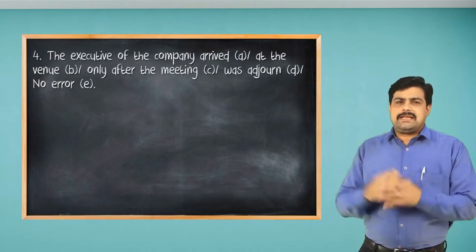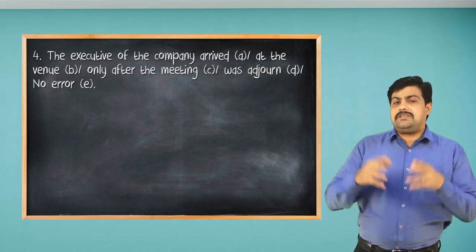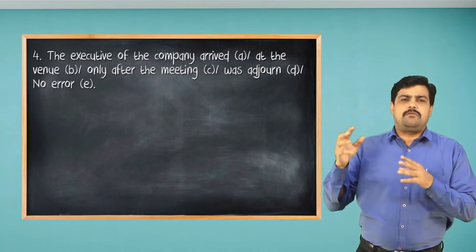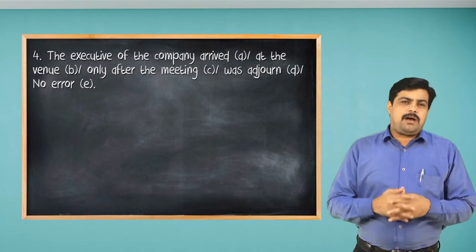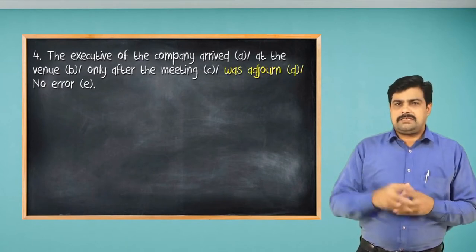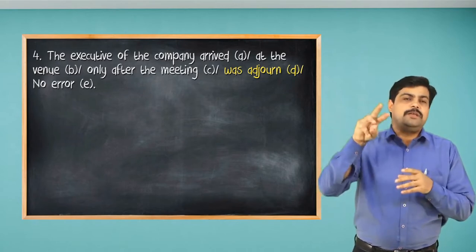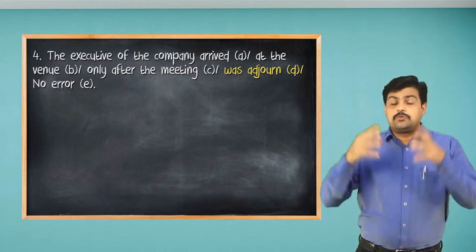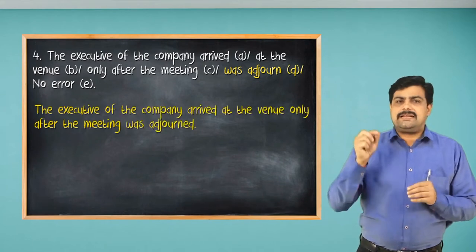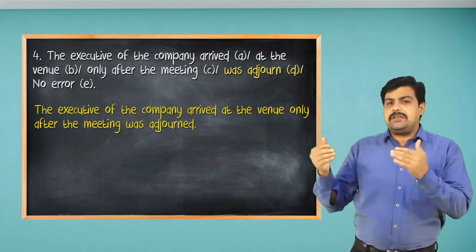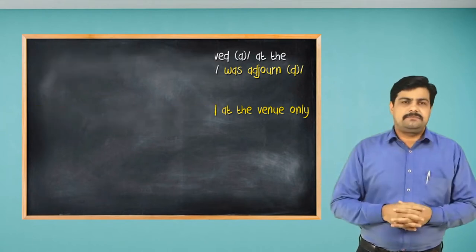Now let's take another sentence that is on the screen. The executive of the company arrived at the venue only after the meeting was adjourned. Well, in this sentence, part D is wrong. This has the error because the sentence is in passive voice and no third form is used here. So use third form of the verb. And now see the correct sentence. The executive of the company arrived at the venue only after the meeting was adjourned. Now this is the correct sentence.